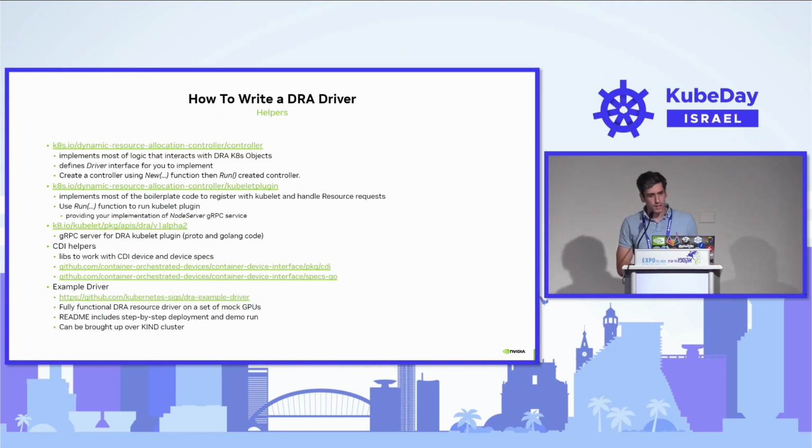So you can reference them later. Essentially, they will help you create a CDI device specification, to be used later on by the container runtime. And I think most importantly here is the example driver. There's a DRA example driver, which is fully functional on top of mock GPUs. You just need a kind cluster to bring it up, and there is a pretty good README with step-by-step instructions on how to run it. There you can explore the different parts. It serves as a reference implementation that you can take reference from, fork it, and extend or rewrite.